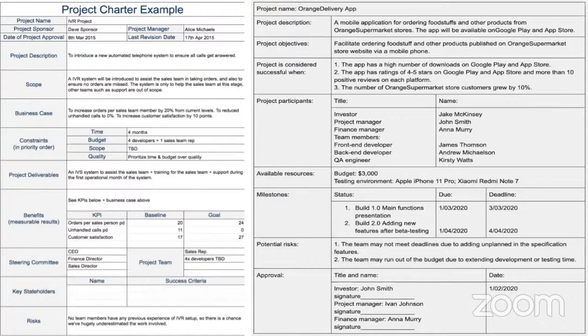How many people are looking at my screen right now? If you're seeing the project charter example on your screen and you're looking at it carefully, please can you type 5 in the chat room? If you're seeing the 2 examples of a project charter that we have there, please type 5 in the chat room. Okay. Thank you for seeing it.